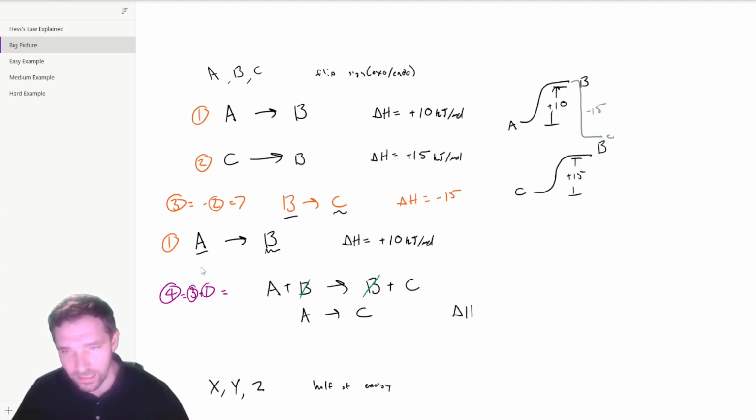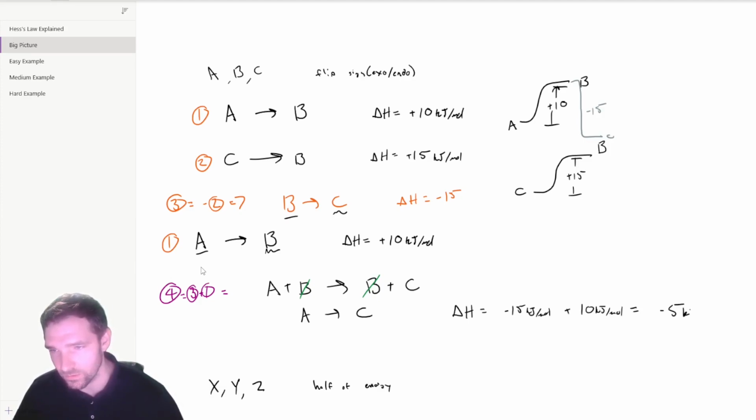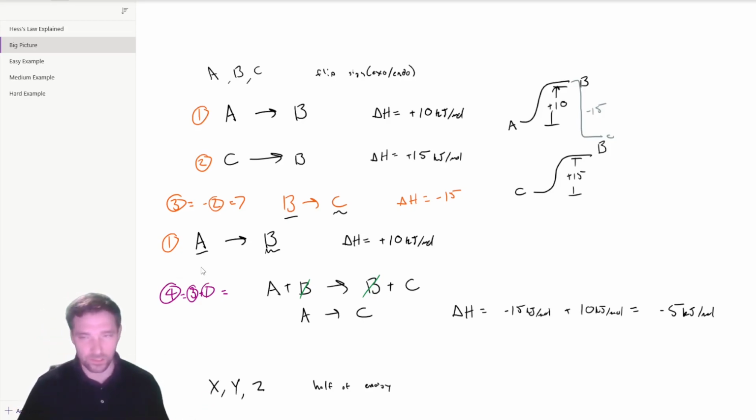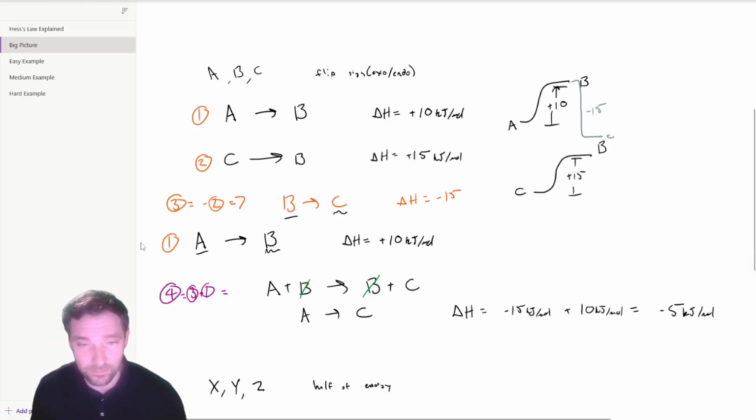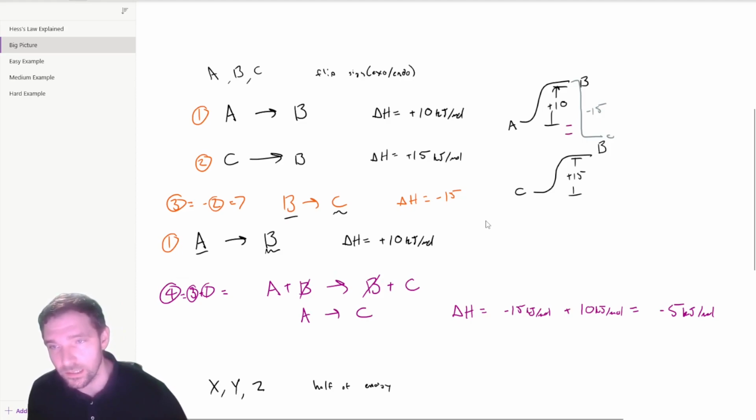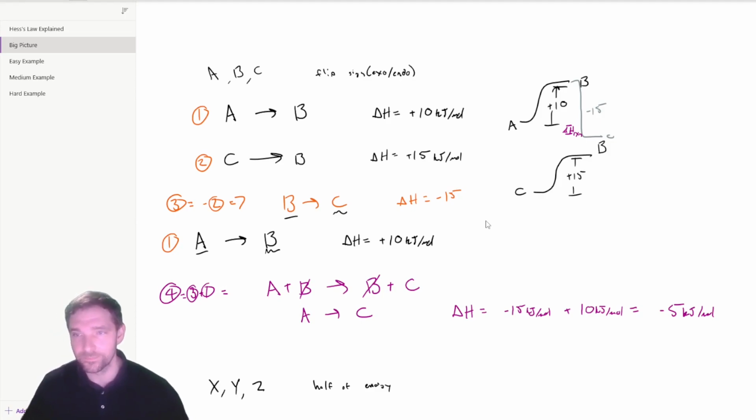And now this change in H is just going to be a matter of combining the negative 15 kilojoules per mole with the positive 10 kilojoules per mole. And we should get a negative 5 kilojoules per mole in the big picture here. And you can kind of see that. I'm going to just change this all so this is purple. But you can see that change in H here, this new reaction of going from A to C.